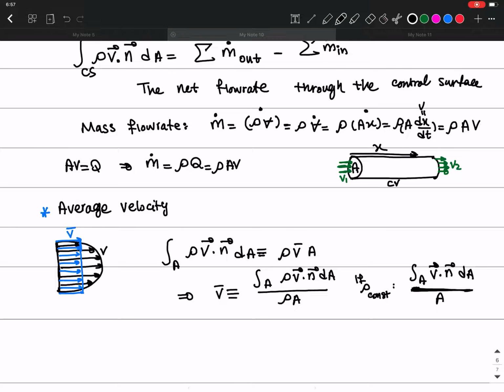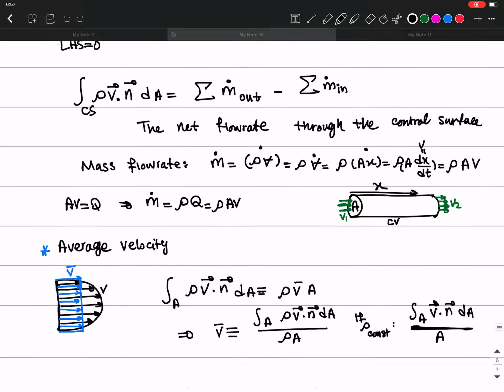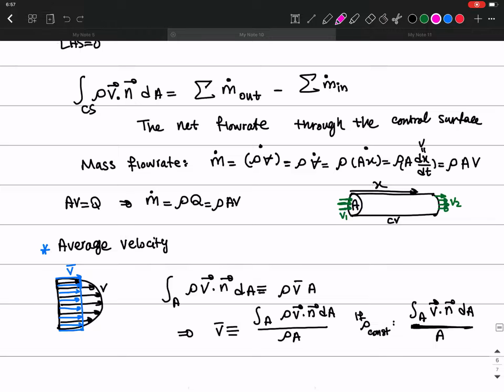And so here you can use an average velocity. If you don't have a linear profile, say the average velocity here is V bar 2 and the average velocity here is V bar 1, then again you can write the same thing here. It's going to be rho V bar 2 A minus rho V bar 1 A. Okay, so this is how you can write this term in this equation.